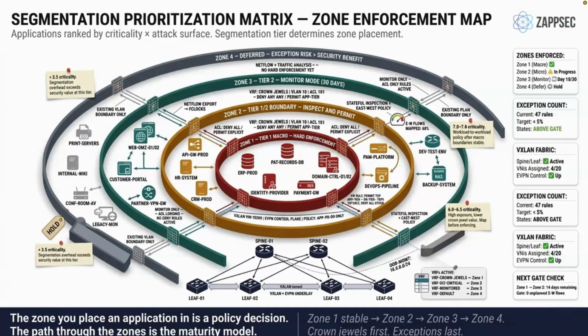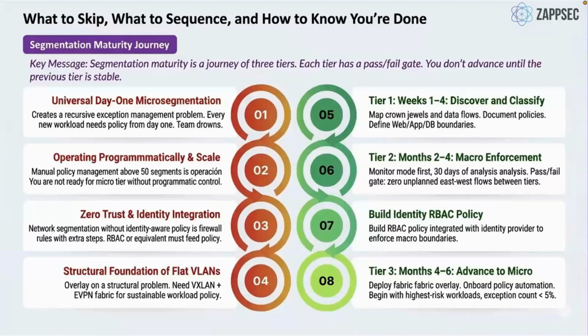And like you said, the zone you place an application in is a policy decision. The path through the zones is the maturity model. Okay, so let's talk about where the rubber meets the road here. The left-hand column is the things to skip based on what you've been saying, and the right-hand column is what needs to be sequenced. But let's walk through the left column first, please.